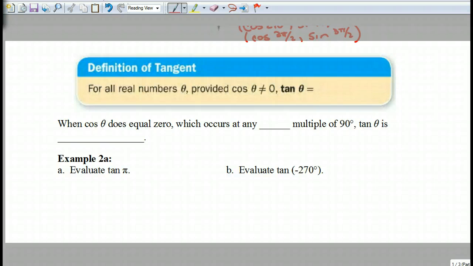So we want to look at tangent. What exactly is tangent? In this case, tangent is sine theta over cosine theta, when cosine does not equal 0. When cosine does equal 0, which occurs at any odd multiple of 90 degrees, tangent is undefined.